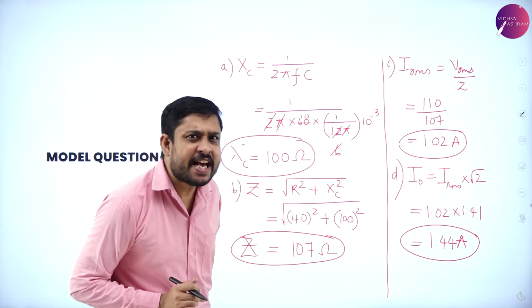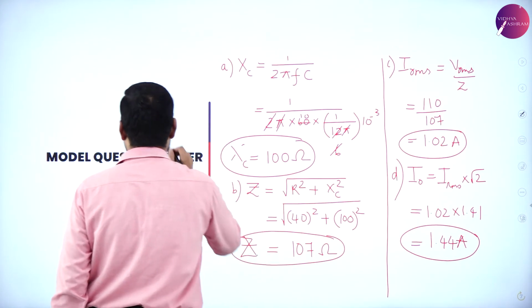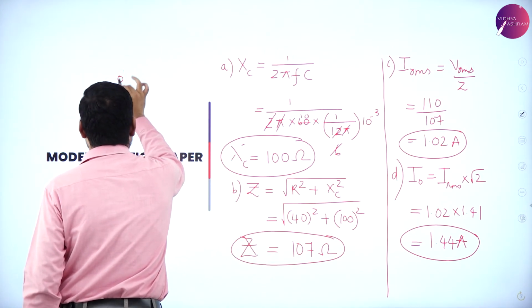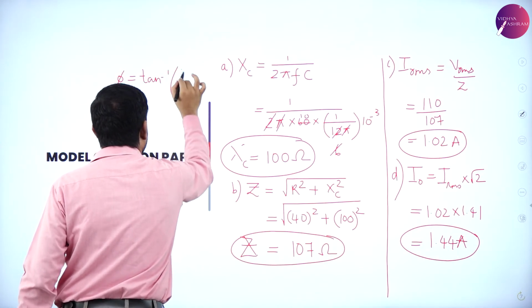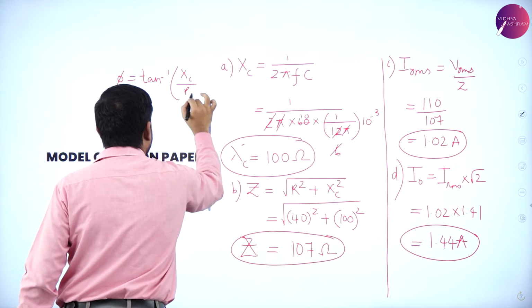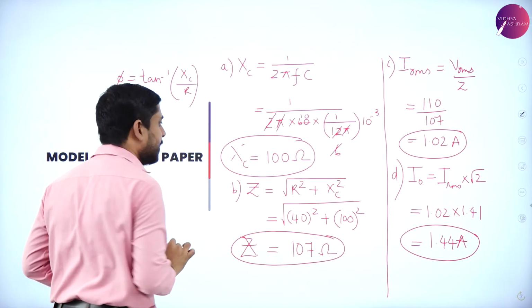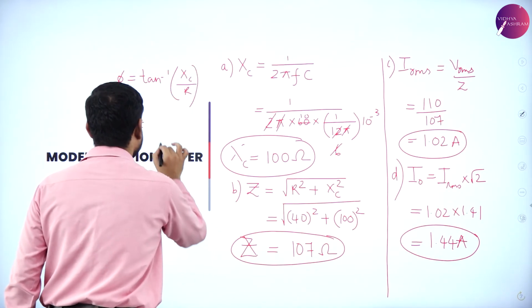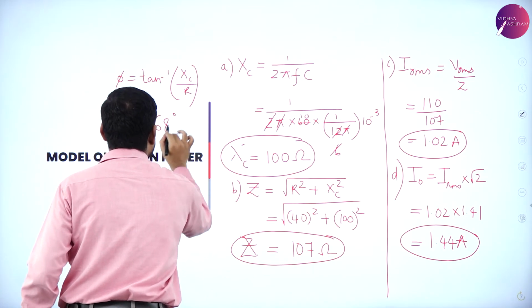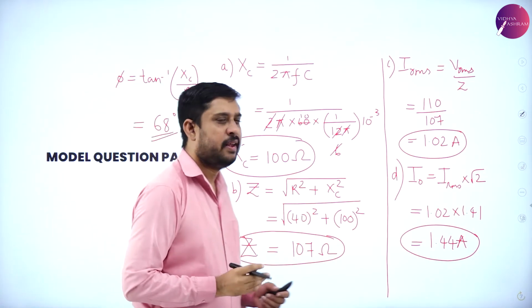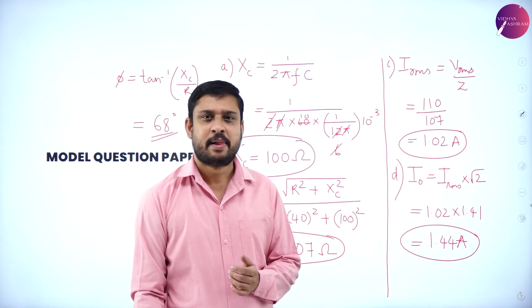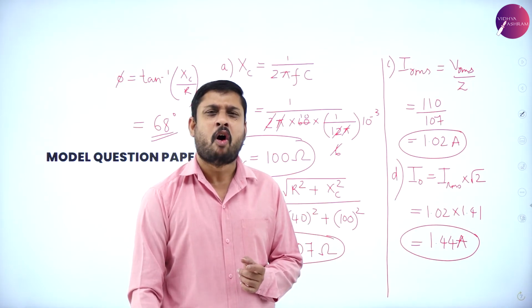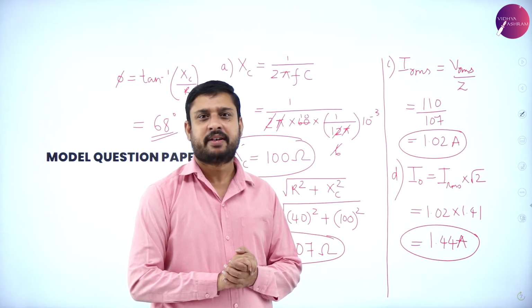And finally, they have asked for the phase difference. So, phi is tan inverse of XC by R. Again, do the substitution. This is nearly 68 degrees. 5 relations, just 5 relations. I have calculated all parameters required.